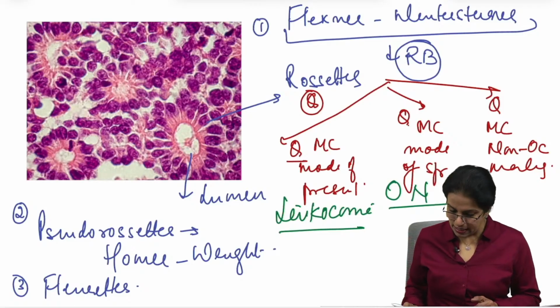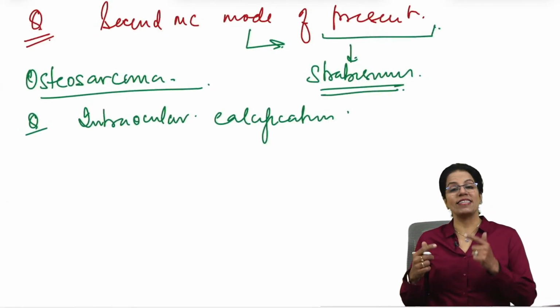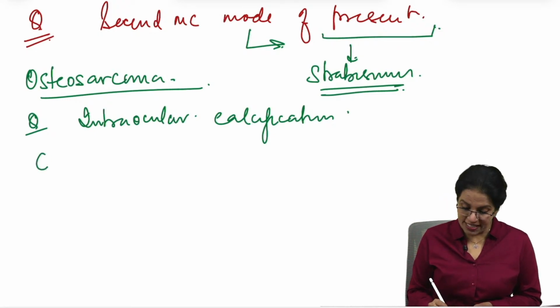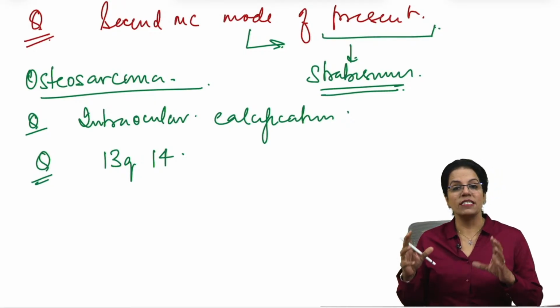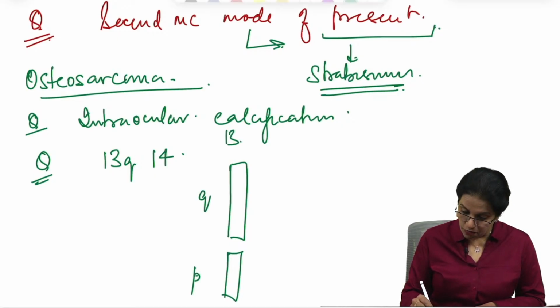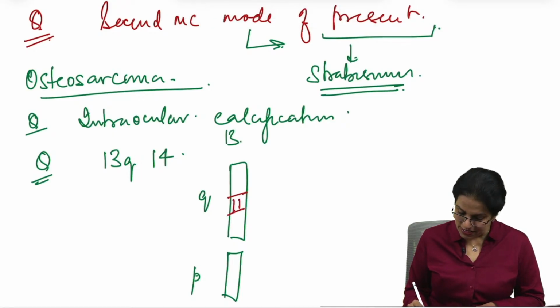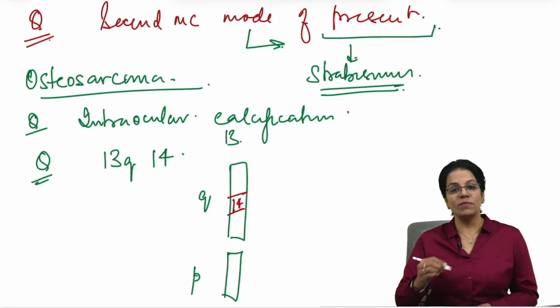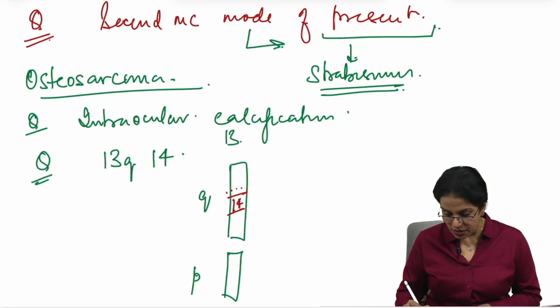Yes, so I think we can go on. I was missing this question. What about the RB gene? Where is it located? You will answer 13q14. So the RB gene, this is also asked: 13q14. Which means if I make a simple diagram, 13 is the chromosome number, q is the long arm, p is the short arm. It is the 14th band which is affected. So we'll say this is your 14th band which is affected. 13q14, right?